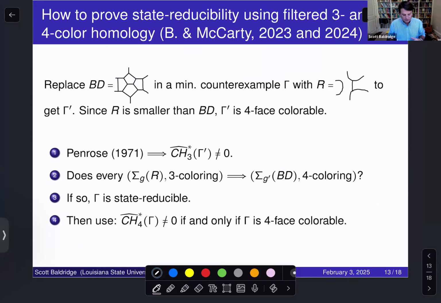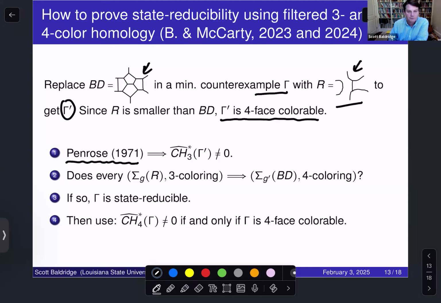So here's the basic idea for proving 3-face coloring or state reducibility. So take your Birkhoff diamond, and in a minimal counterexample, replace it with R, which is smaller. That means that to get gamma prime, that's the reducer. Well, now gamma prime is 4-face colorable. And that means by Penrose, in an absolutely gorgeous paper, everybody should read it. You'll see almost all of modern TQFT stuff coming right from the paper.